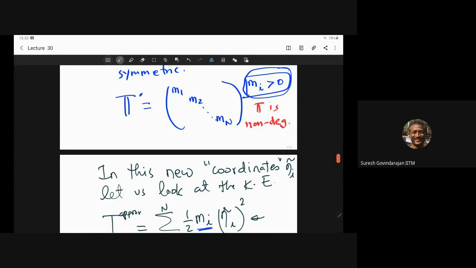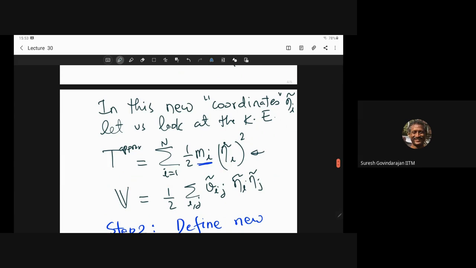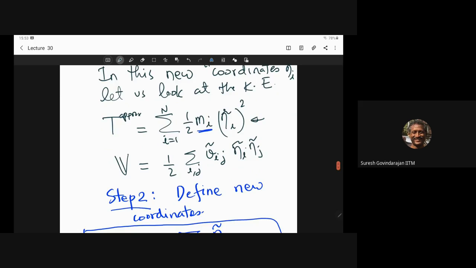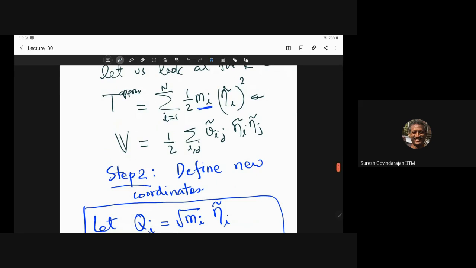So let's look at it. In step 1 we got T prime, which was M1, M2, Mn. This part you're okay with, right? Yes. So now I just put it into this, and these eta i tildes are the new coordinates. We made a change of coordinates, some linear combination of the etas, which is what you need to make things diagonal, and this is our current T. You agree with this statement? Yes, sir.